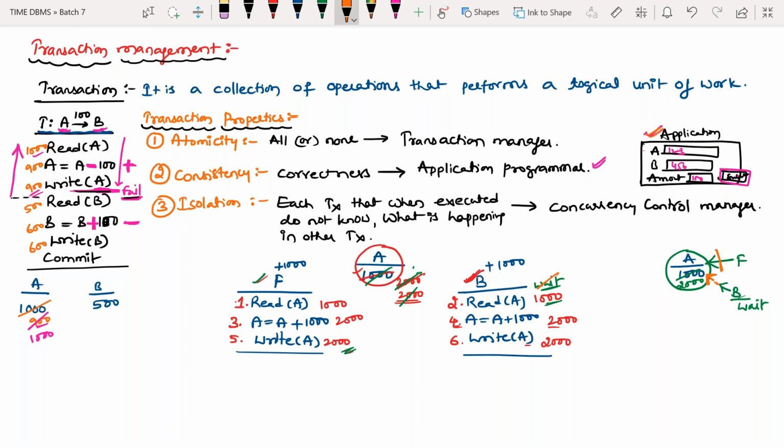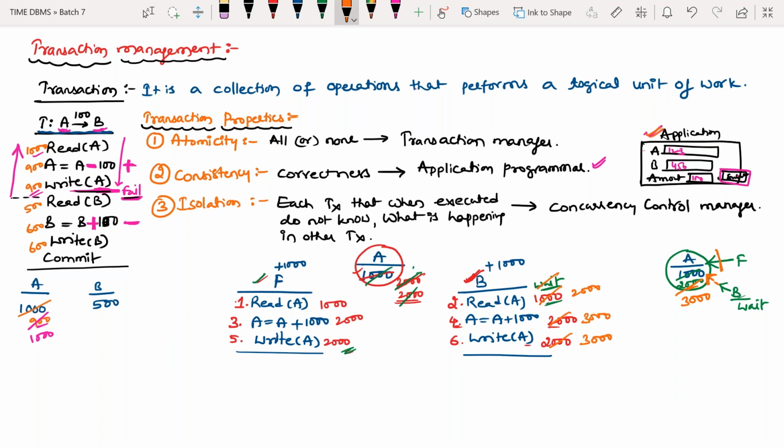Now what should B read? B should read the value 2000 from the disk. It is 2000. Plus 1000, it is going to become 3000. Write to the disk how much value? 3000. Done. Any problem occurs? No. Why?